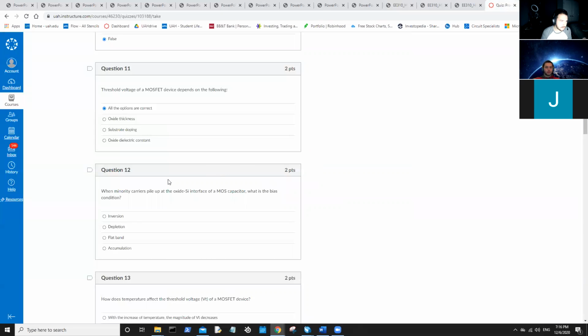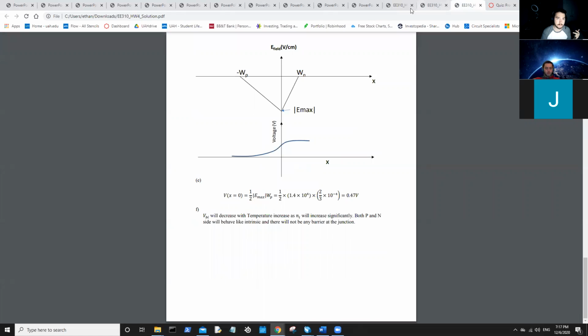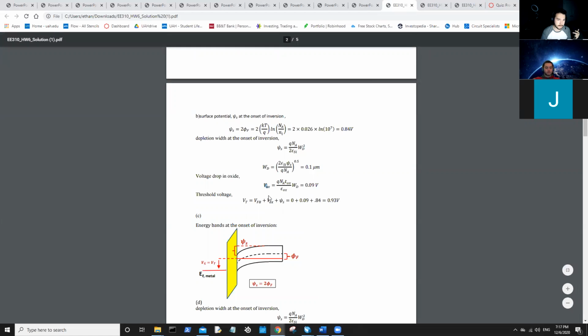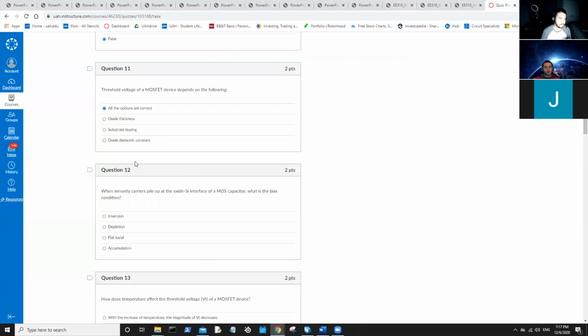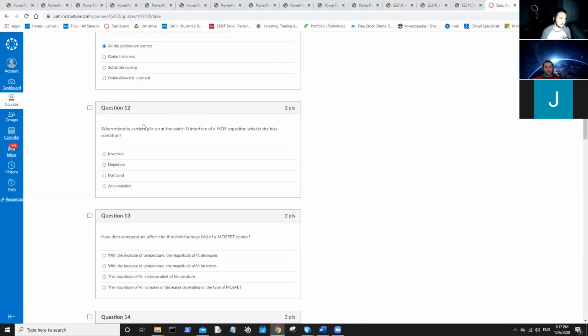What are the other things it was asking about? It was asking about oxide thickness, the doping, and the dielectric constant. And if we look right here, threshold voltage is composed of these parameters. In this instance, this and this. You can look here, we have doping density, there's one, and then primarily in Vox, we have both the oxide thickness and the oxide dielectric constant. So it's dependent on all of these. So all options are correct.